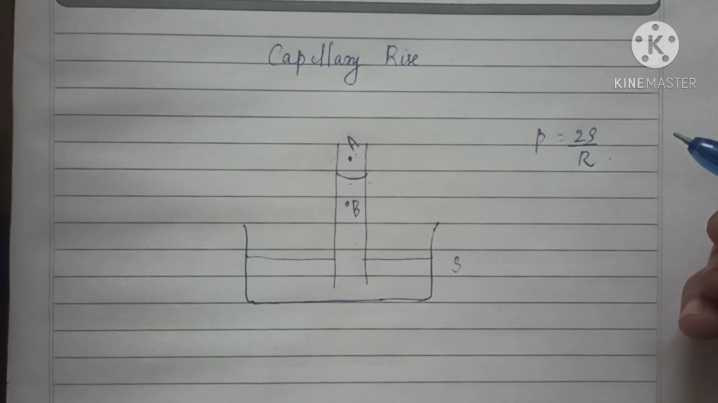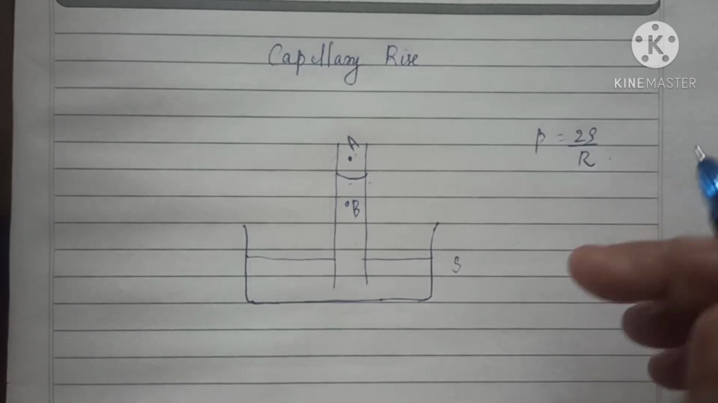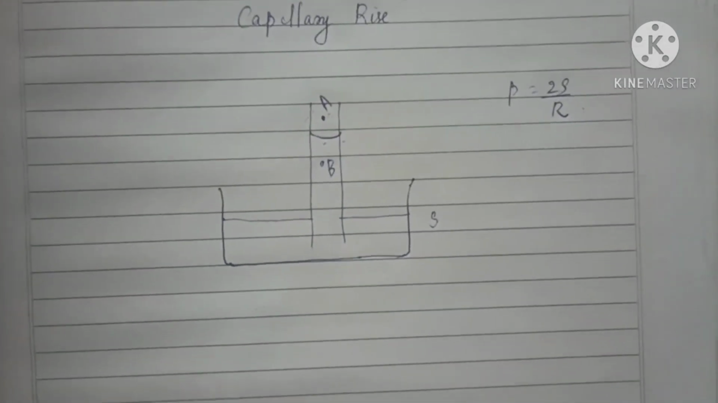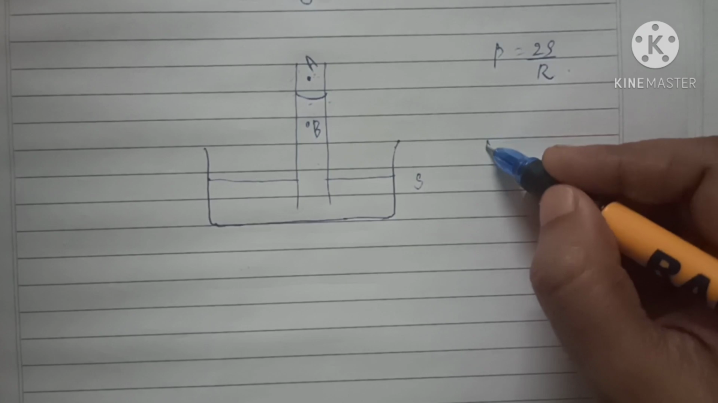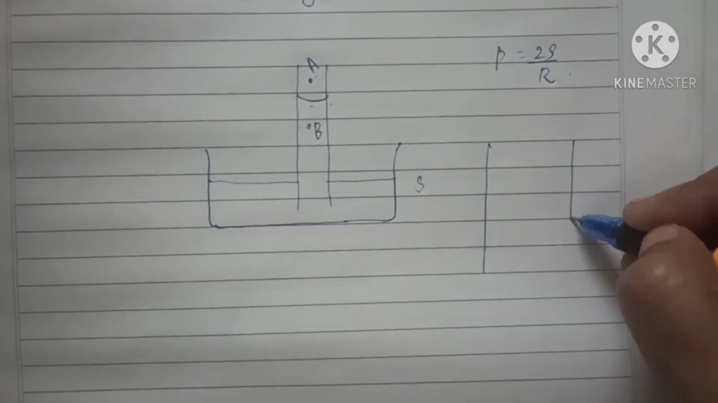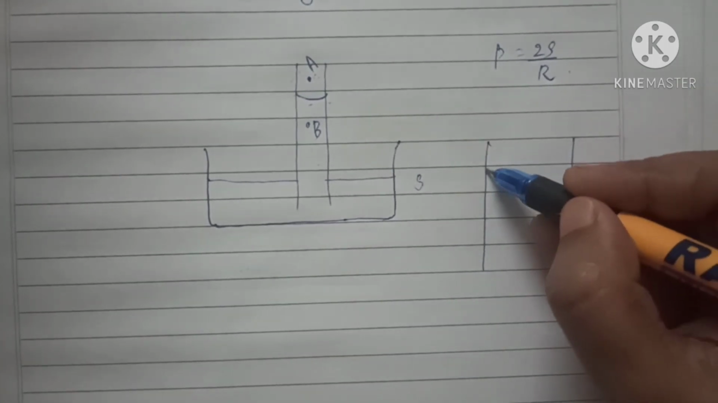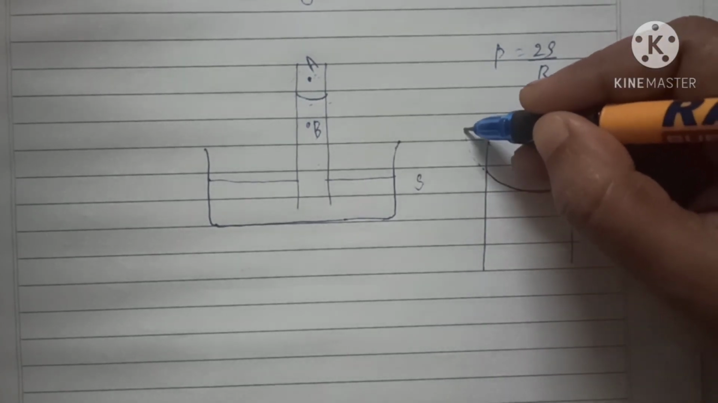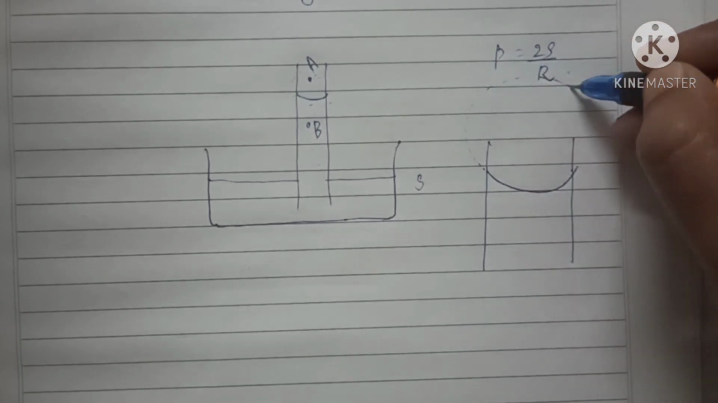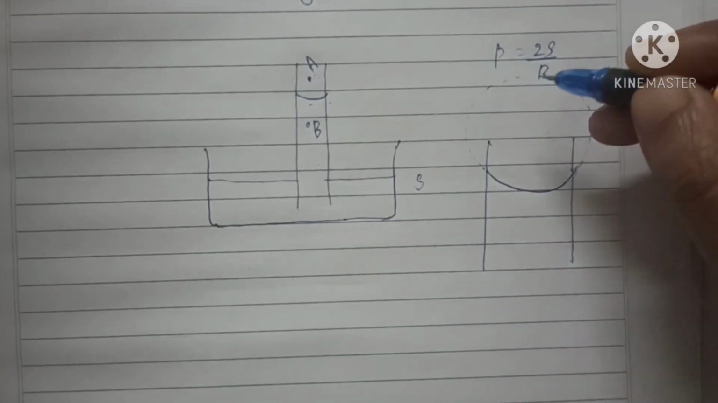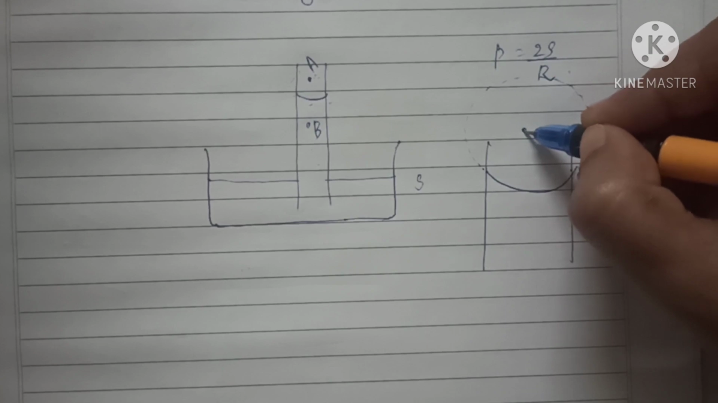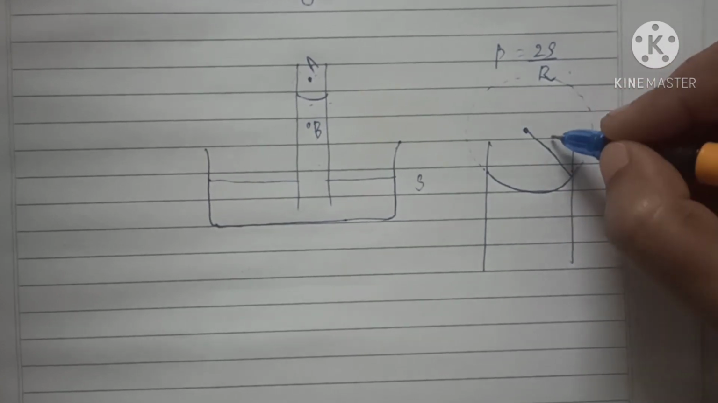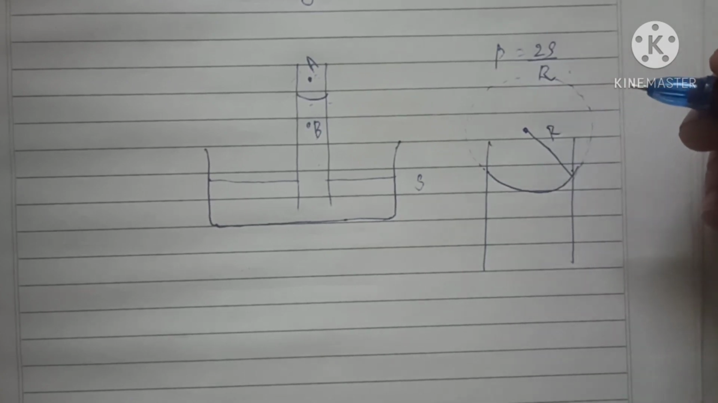Clear? Now we are going to redraw the figure, only this capillary tube in a maximized form. Check here, this is our capillary tube. Now this is your meniscus, okay. Actually this meniscus is in the form of a spherical shape, as I said. So this is the spherical shape. Now it has a radius which is equal to what? It is R. Clear?